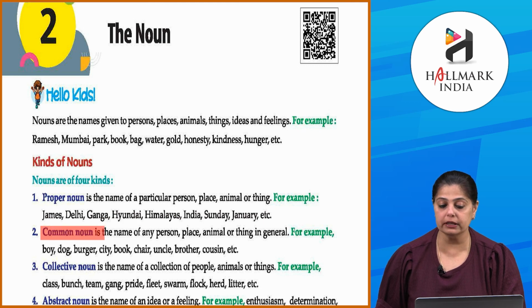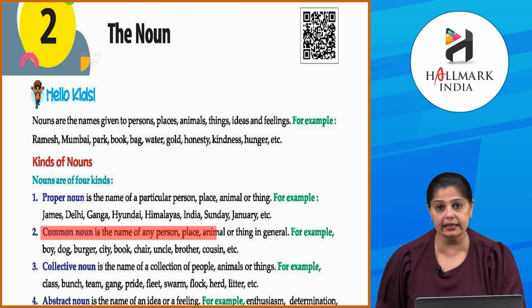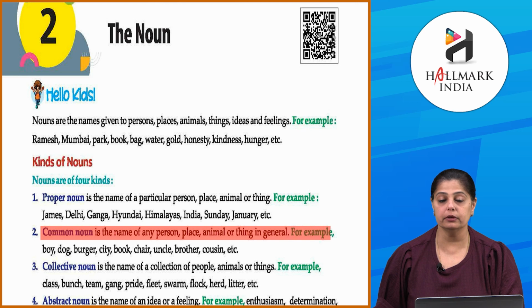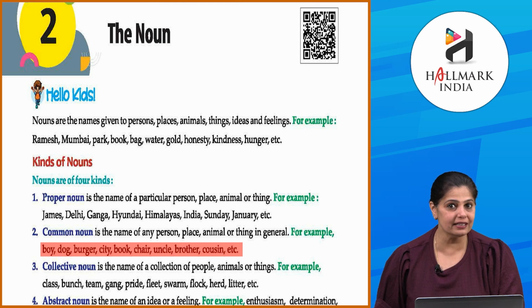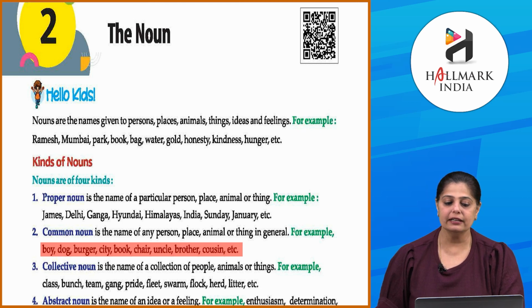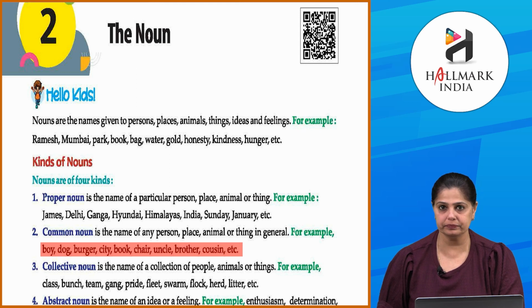Okay, now second is a common noun. Now what is a common noun? It is the name of any person, any place, any animal or thing in general. Clear? For example, boy, dog, burger, city, book, chair, uncle, brother, cousin, etc. Is this clear to you? It is very simple. We've been doing this in all our classes. Okay, now common noun is any name.